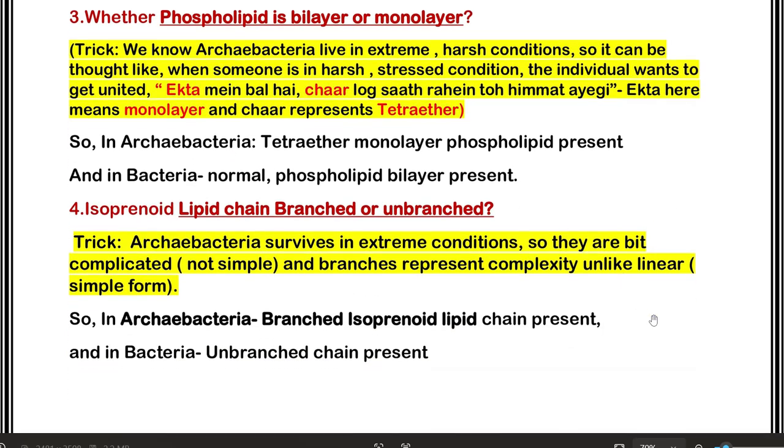The last and the fourth key difference is whether the isoprenoid lipid chain is branched or it is unbranched. To remember this, there is a trick that, as we know that Archaebacteria survives in extreme conditions, so we can say that they are a bit complicated. No, they are not simple, and as branches represent complexity, unlike linear simple form. So in Archaebacteria, branched isoprenoid lipid chain present, and in bacteria unbranched or linear chain is present.